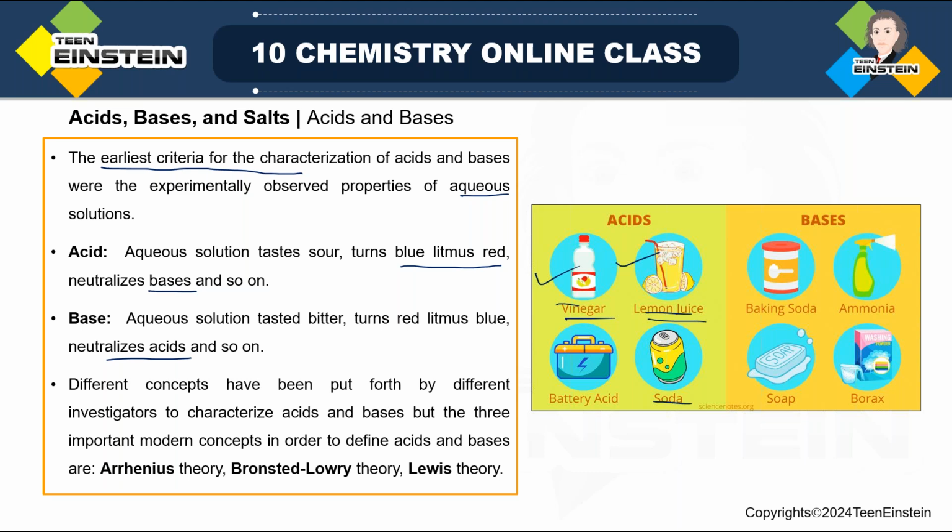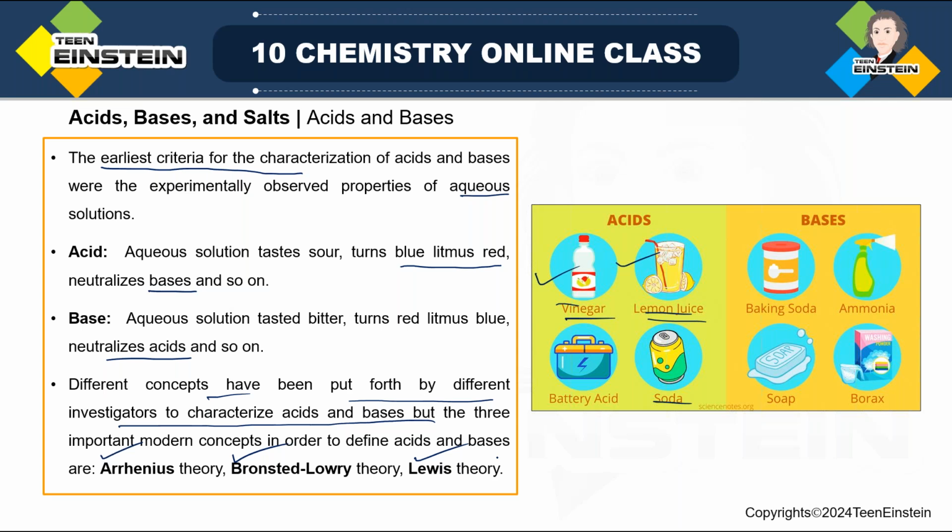Now, when we try to define acids and bases, there are actually a total of three theories. Different concepts have been put forth by different investigators to characterize acids and bases. But among those theories, there are three important modern concepts on the basis of which we can define acids and bases. So as you can see here, we have these three theories. The first theory is Arrhenius theory. The second theory is Bronsted-Lowry theory. And the last one is Lewis theory.